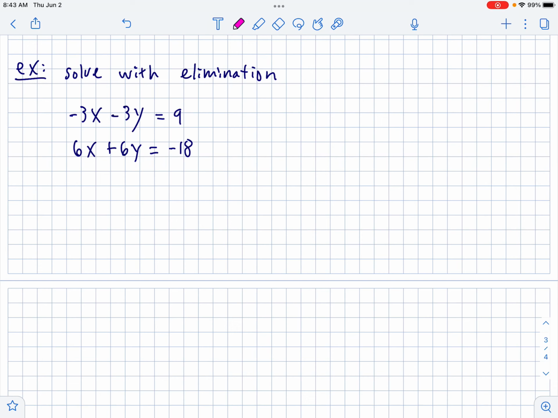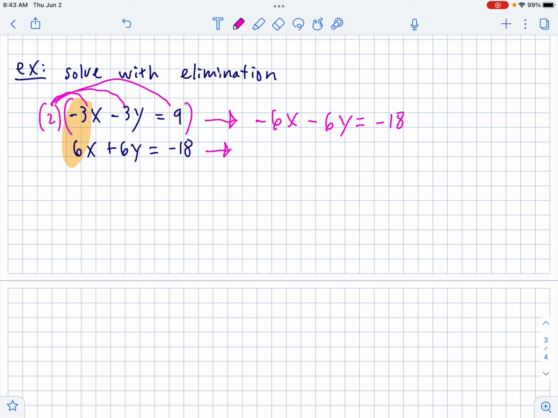Now, solve with elimination. Back to elimination, you need to make a set of coefficients be opposites of each other and the same number. A negative 3 can turn into a negative 6 real easy by multiplying the entire top by 2. So that means we get negative 6x minus 6y equals negative 18. So I'm distributing that 2 to all three things.